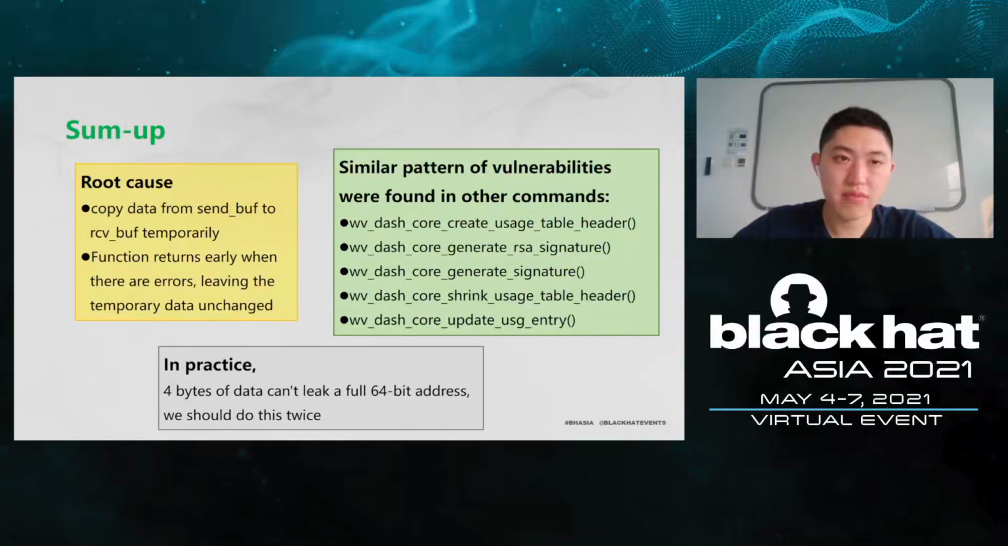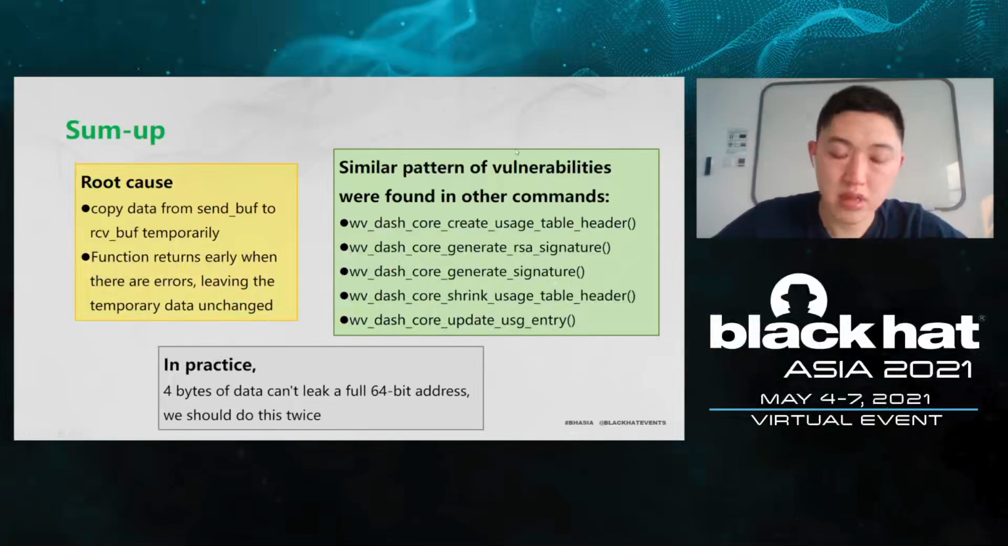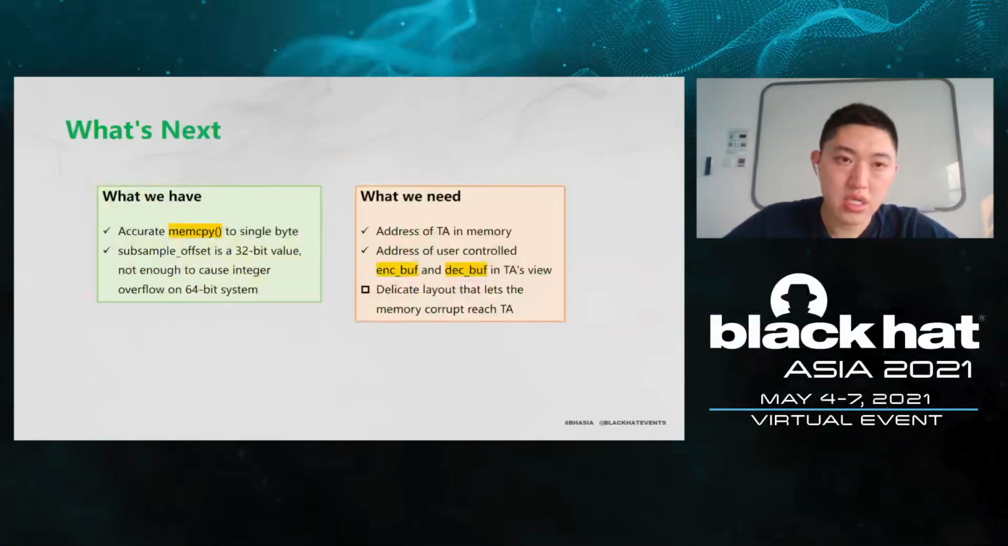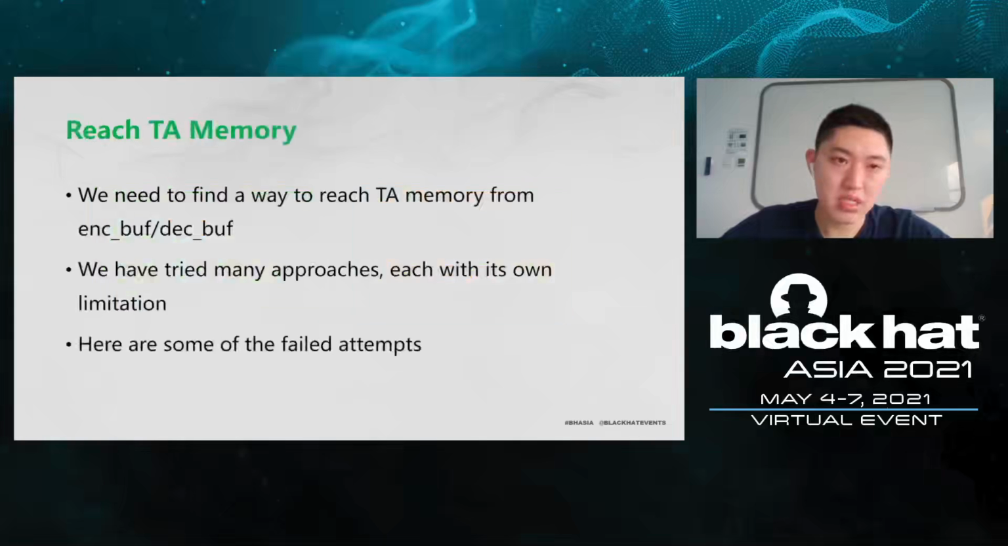So this is the second vulnerability. It can leak the physical address of the shared buffer, and there are other similar functions that will have a similar situation. So we now know the address of the TA and the shared buffers. So we need to find a memory layout that can let us utilize these vulnerabilities.